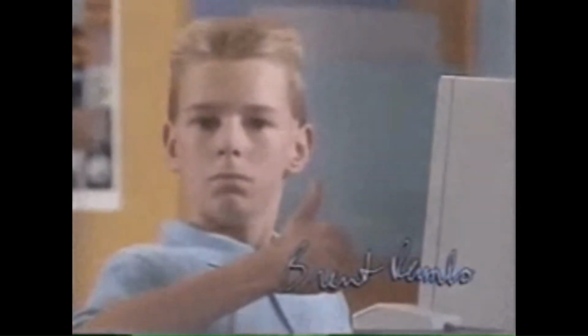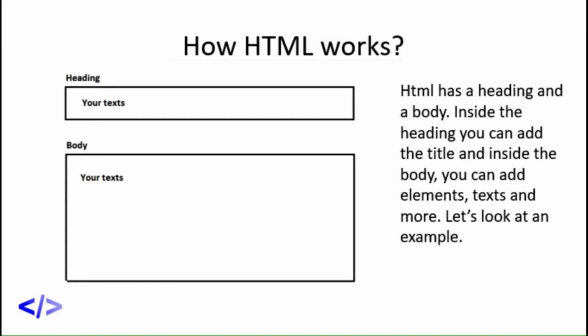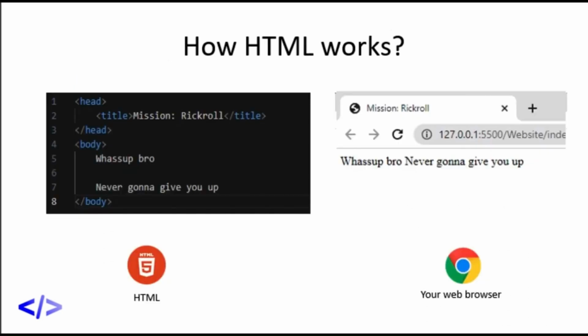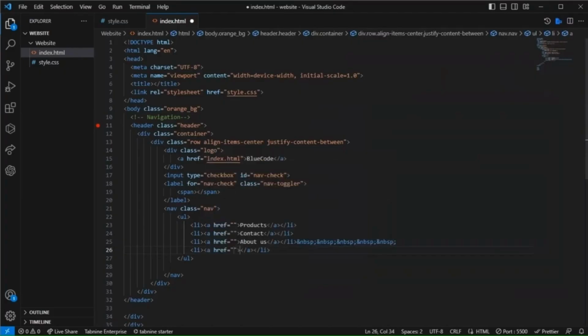And how you write HTML is also pretty simple. Just think of a paragraph. You have a header and a body. In the header you will have the title and in the body you will have the elements of the web page. Now to write our HTML we need a text editor.